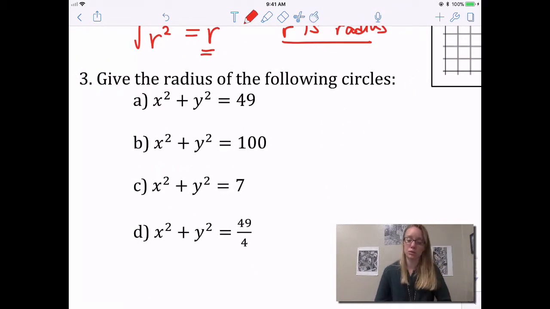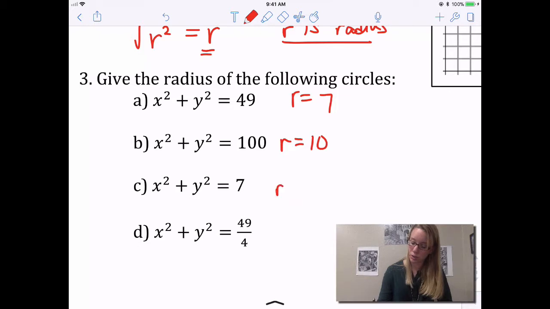A: x squared plus y squared equals 49. I have a center at 0, 0. My r is the square root of 49, or 7. B, I have x squared plus y squared equals 100. My center is 0, 0. My r is the square root of 100, or 10.